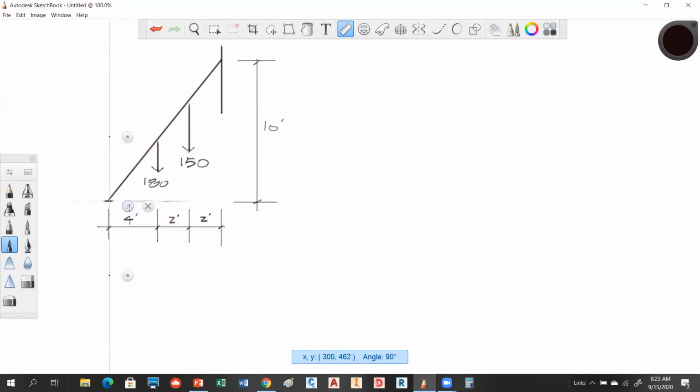This is a pin, so how many reactions does it have to have? 2. Okay. So in this case, it does kind of make sense that one would be like here, right? And we're going to have another one here. Does everybody agree with that?